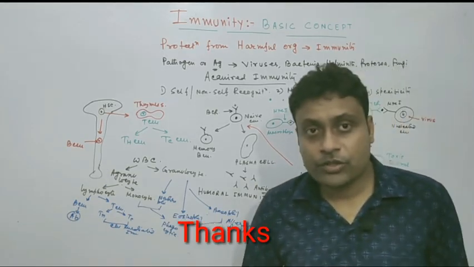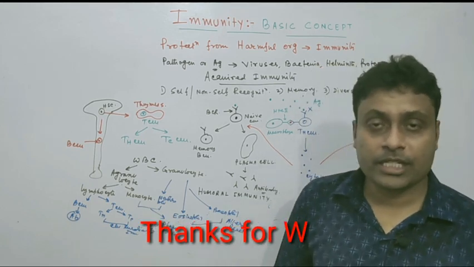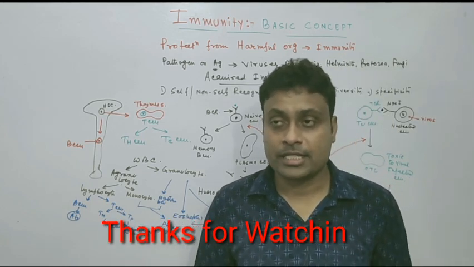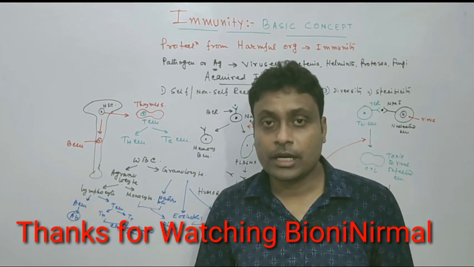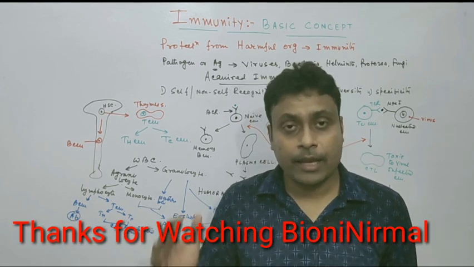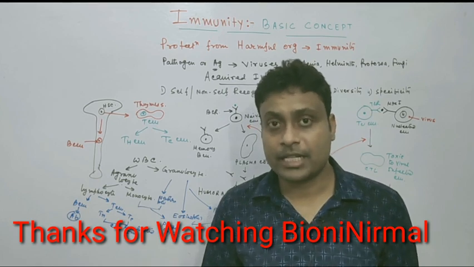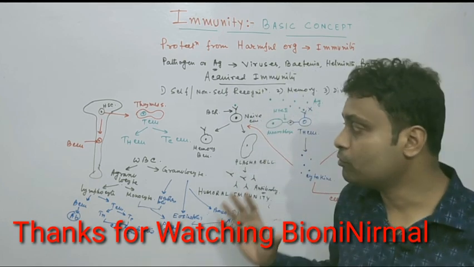So in this video tutorial, I have told you what immunity is and how innate immunity works, and the different types of innate immunity, that is the anatomical barrier, physiological barrier, phagocytic barrier, chemical mediators, inflammatory response, and also how acquired immunity works.